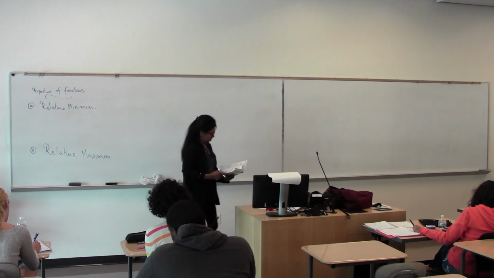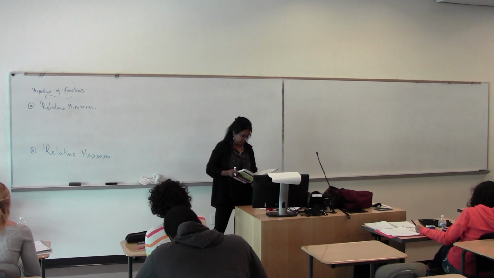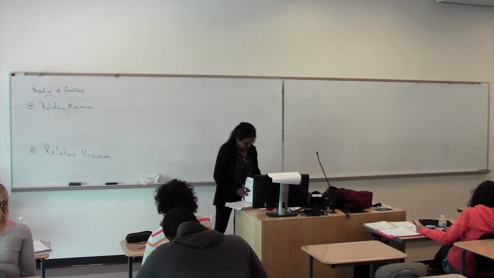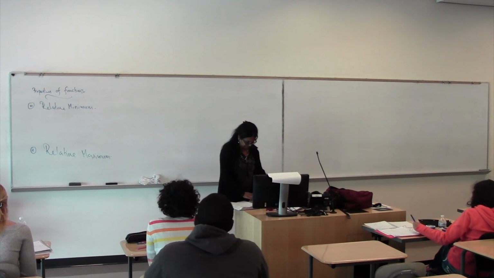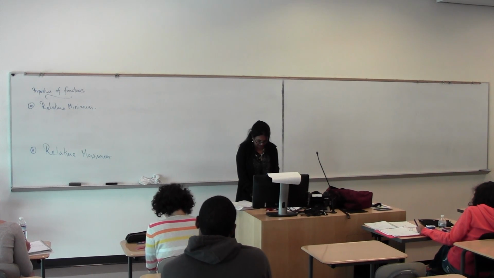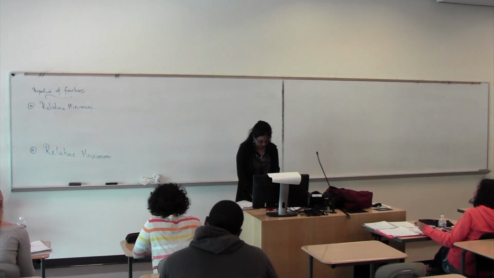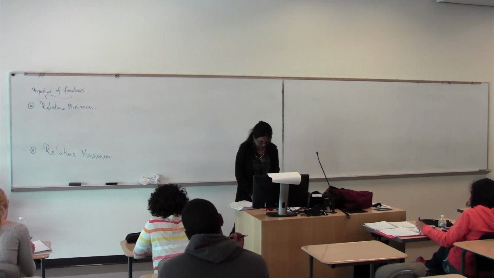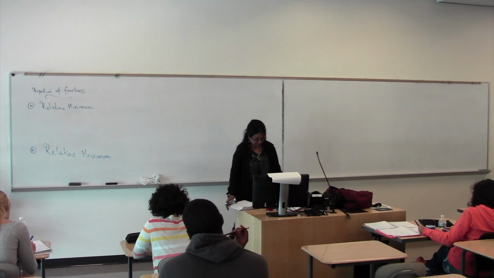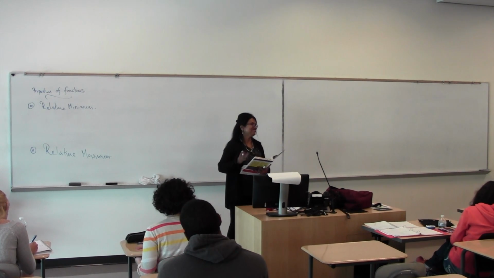Okay. So the definition in your book says a function value f of a is called the relative minimum of f if there exists an interval x1, x2 that contains a such that x is in that interval. Let me explain this. Are you guys using the same definition?